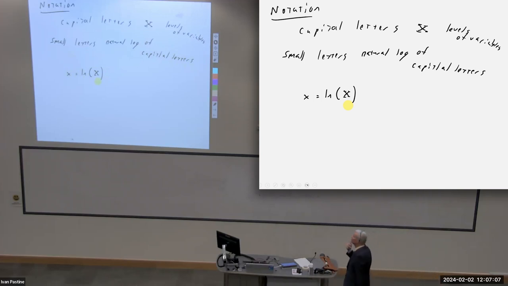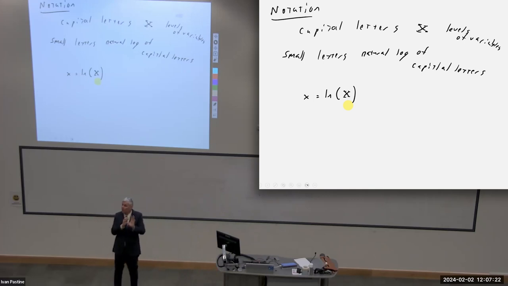So let me remind you what logs are about, because we're going to do a lot with logs for a reason that we're going to see later. Empirical people do a lot with logs of numbers for a couple of reasons. One, it makes their things empirically the way they want them to look. And two, differences in natural logs are growth rates. And so you get growth rates out of your empirical specification very quickly.